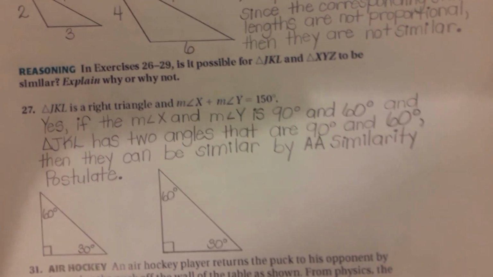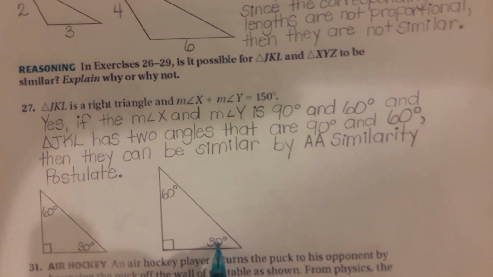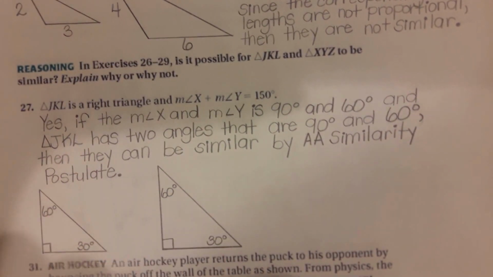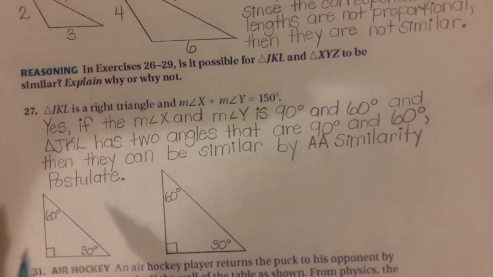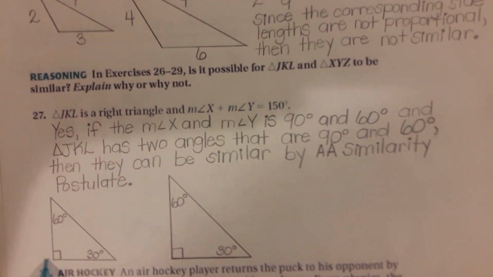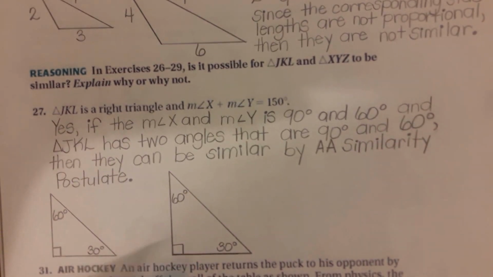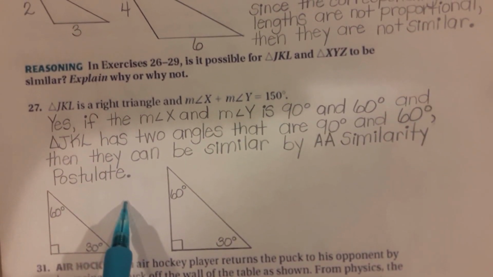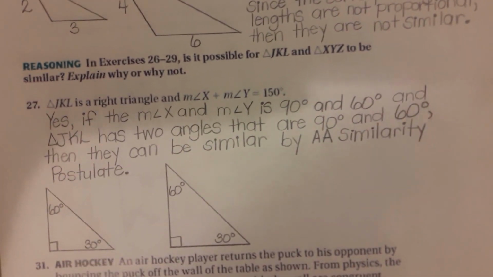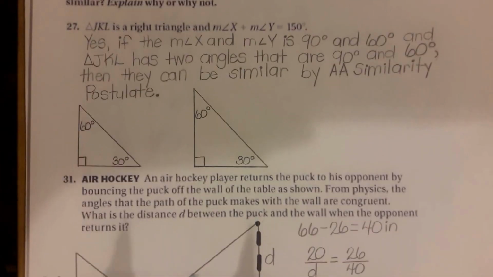So again, the similarity postulate says if I have two corresponding angles that are congruent, my third angle is also going to be congruent, the same. So if I have a 90, a 60, these two have to be 30. So since my angles are preserved, it is similar. Okay. Last example.